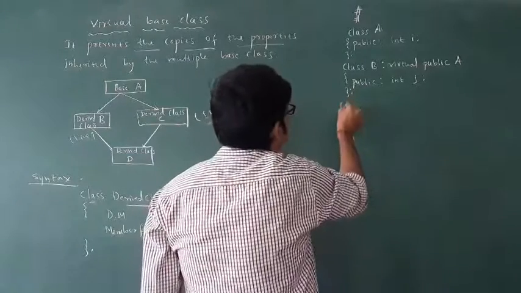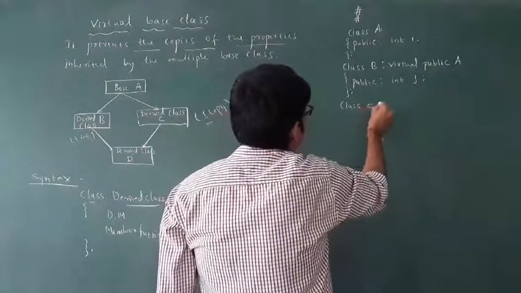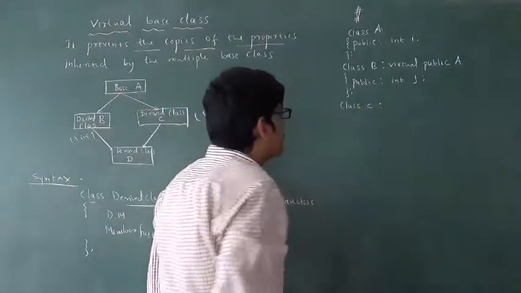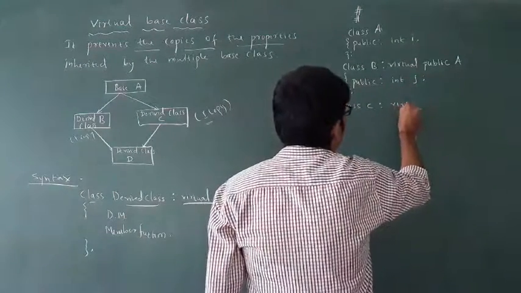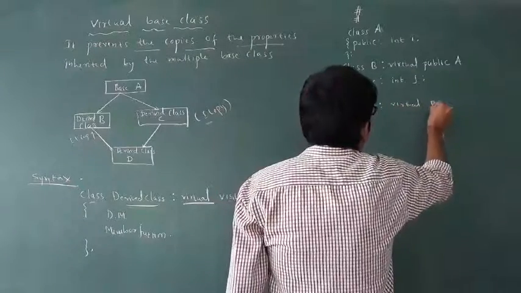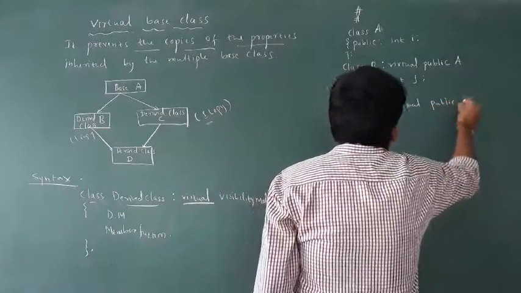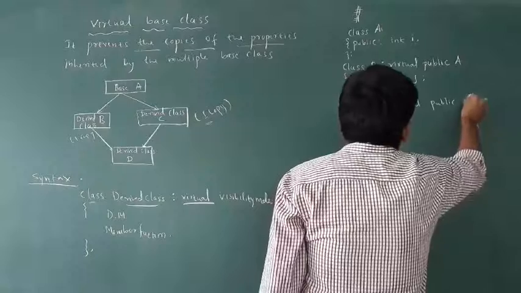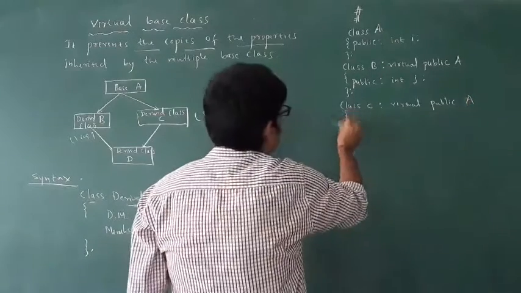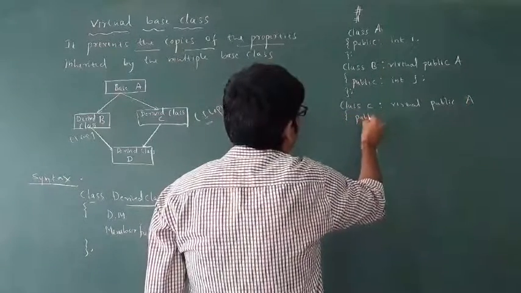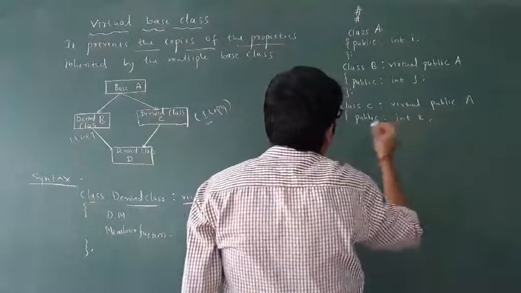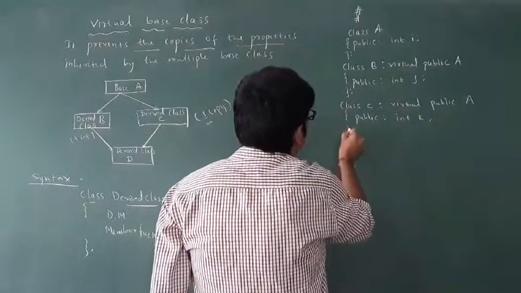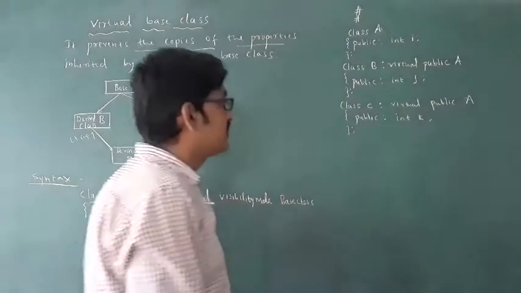Now I am taking class C. Here also virtual public A. Then here I am taking public int k. These three classes I am taking.